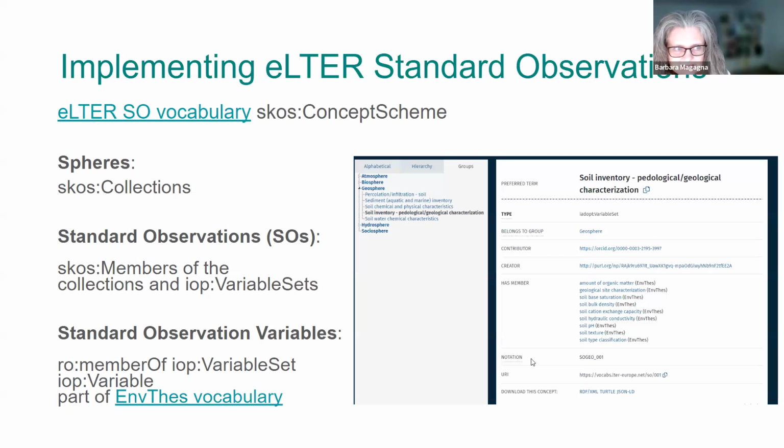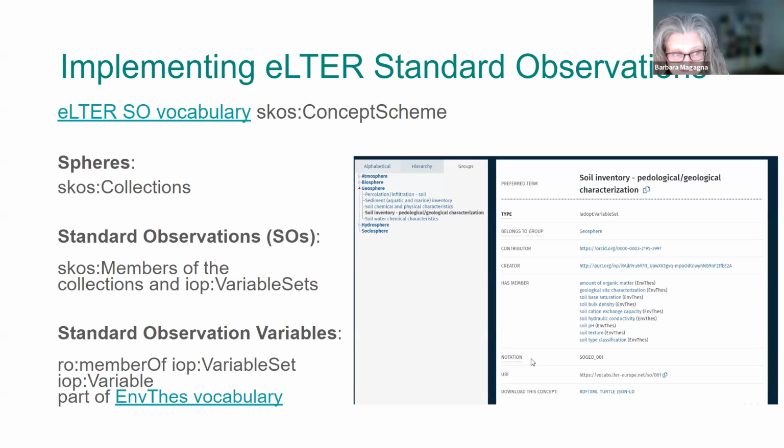For this, we have the ELTER SO vocabulary as a concept scheme. These standard observations are organized, grouped in spheres. So we have 5 spheres: atmosphere, biosphere, geosphere, hydrosphere, and sociosphere. And underneath, we have these standard observations modeled as SKOS members of these collections, but also as variable sets.